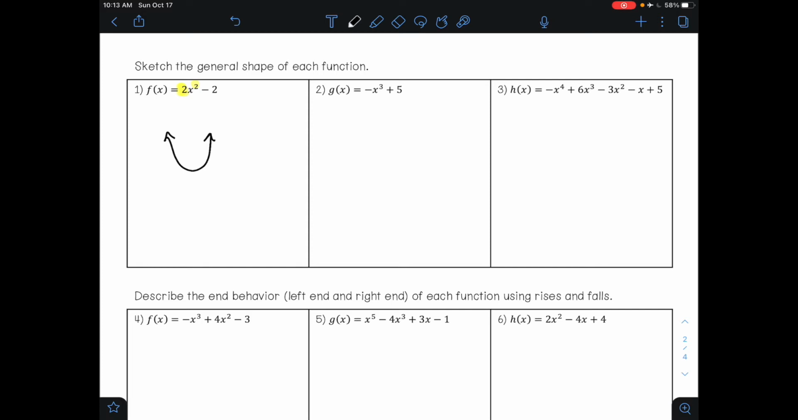So it just wants a general shape. What is the idea? What if I were to graph this using Desmos, or if I had a coordinate plane, what shape am I looking for? And that's all you're drawing, is the general shape. When you're doing these, you want to look for your degree and you want to look for the leading coefficient. The degree tells you the shape, and the leading coefficient tells you which way it's going to go.